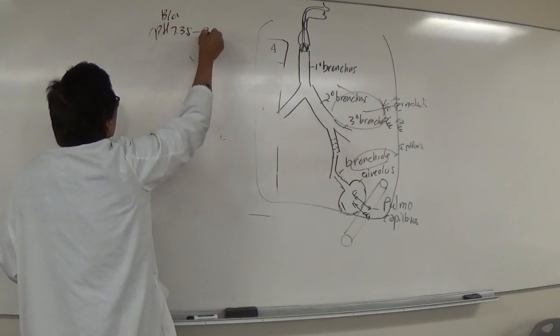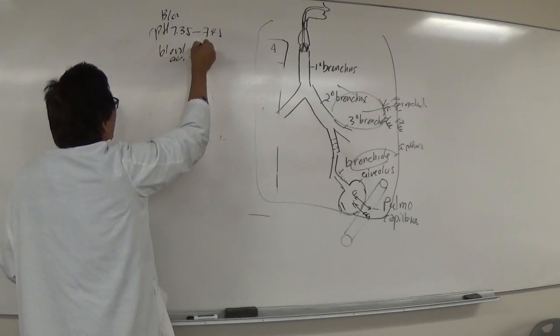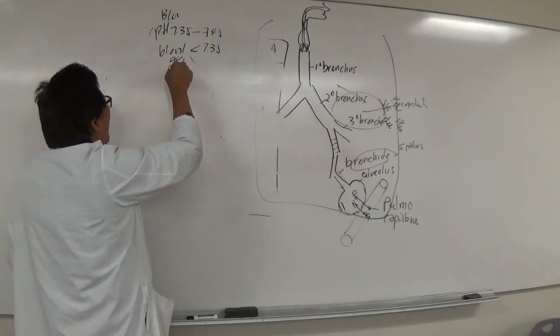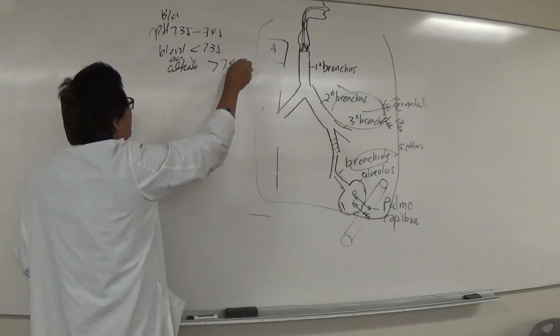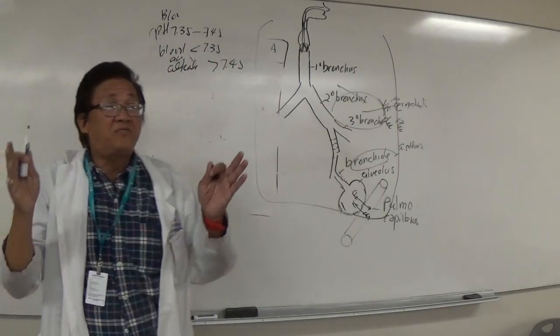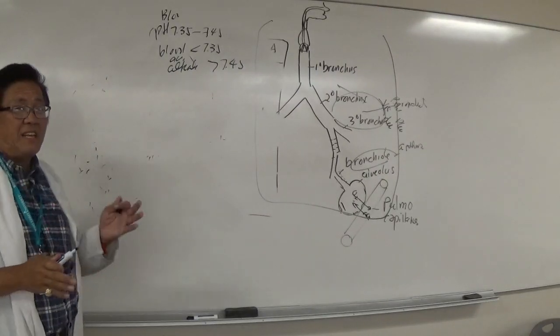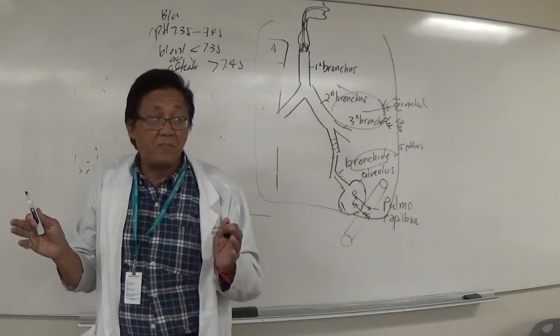7.35. If the blood is acidic, it's less than 7.35. And if the blood is alkaline, the blood pH would be what? Greater than 7.45. Because the range is between 7.35 to 7.45. Acidic, less than 7.35. Alkaline, greater than 7.45. Are you following me? Okay?